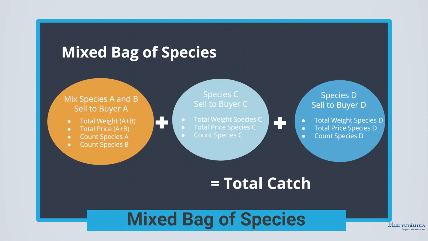Sometimes fishers will not sell all of their species individually. Instead, they will sell their species in a mixed bag containing multiple species. The blue circles represent your typical collection for a single species that includes the total weight, price, and count of that species. However, if you had a mixed bag containing two species A and B, for example, the data input would include total weight of both species A and B, the total price of A and B, and one count of A and one of B.